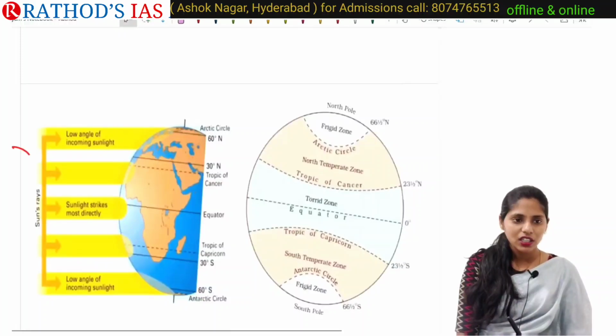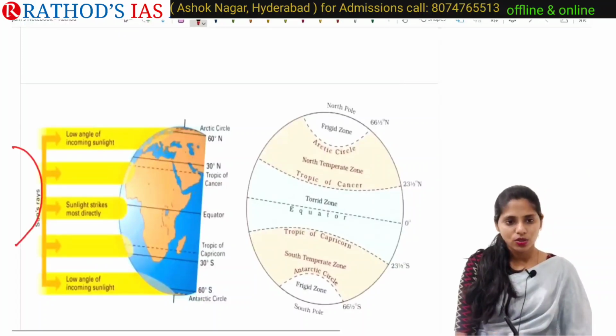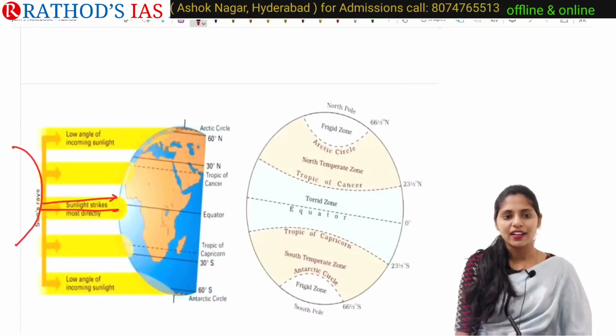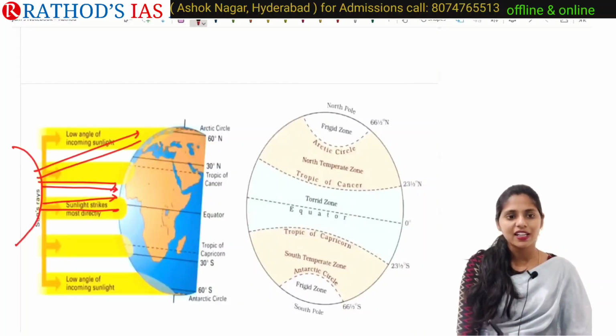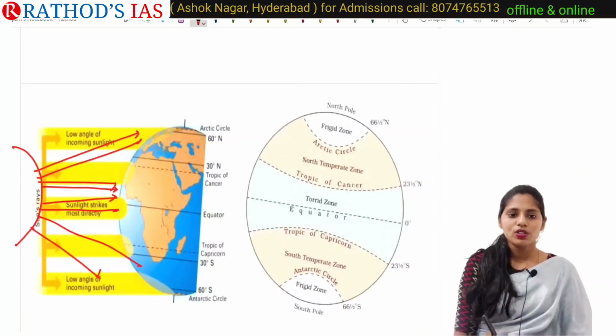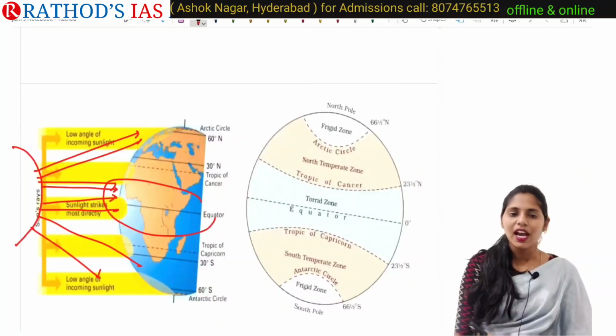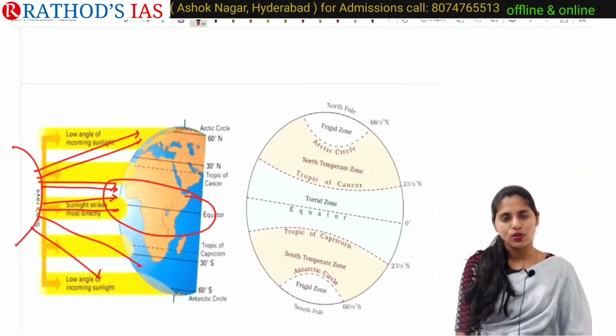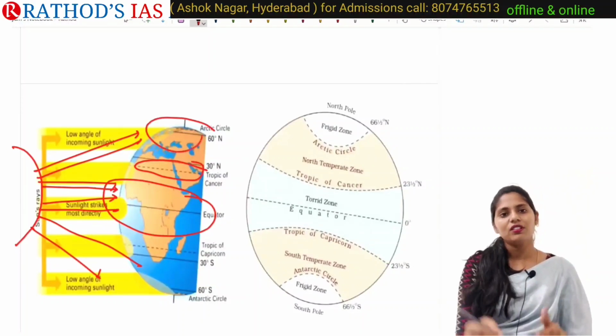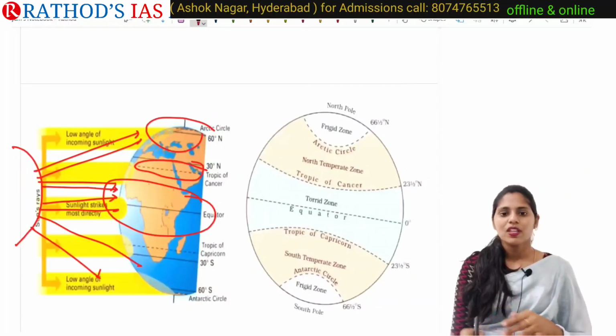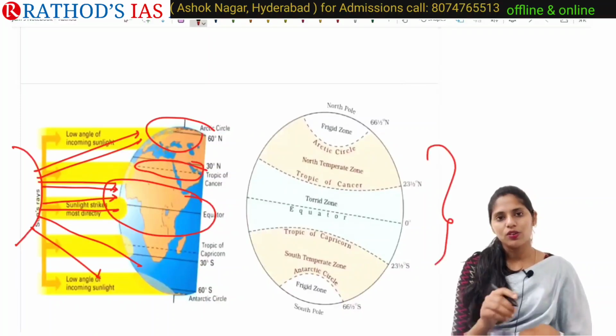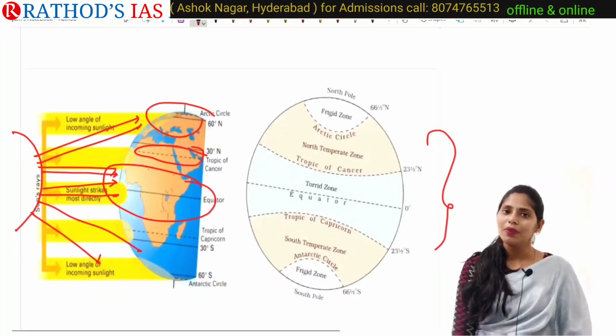So if you see here, the sun is present. This area will get direct rays from the sun. Here there will be slanting rays. So because of this, this region will be getting a high amount of sunlight or intense heat or maximum heat, and this area will get moderate heat, and this area will get very, very less heat. So this is also one image. You can also draw this type of image in your mains.